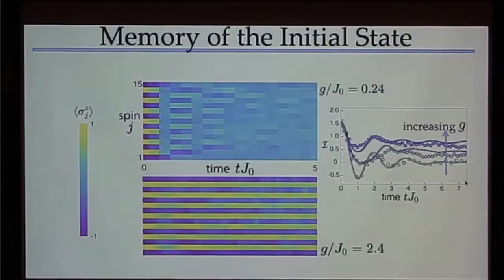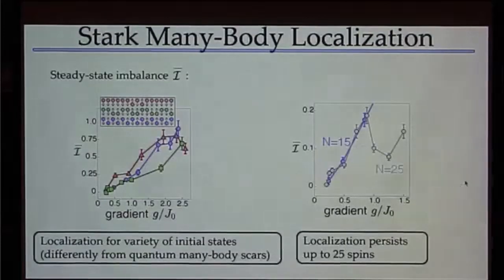So we see that basically increasing the gradient, we have a steady state imbalance that grows as a function of G. And we can also look at what happens if we vary the strength of the gradient. And we did this for different initial states, right? Because you want basically the same behavior.